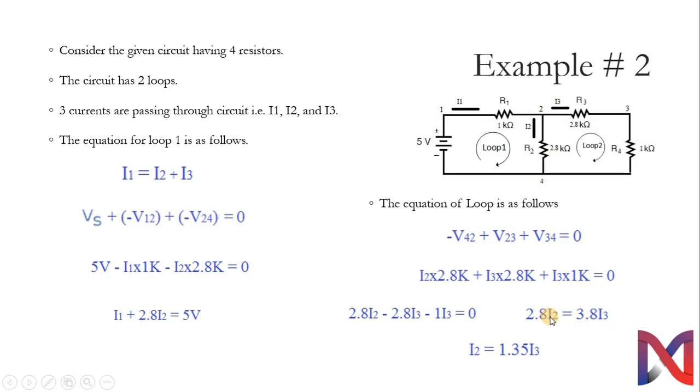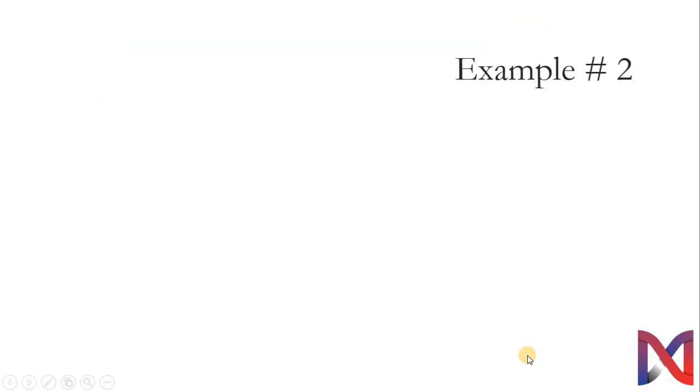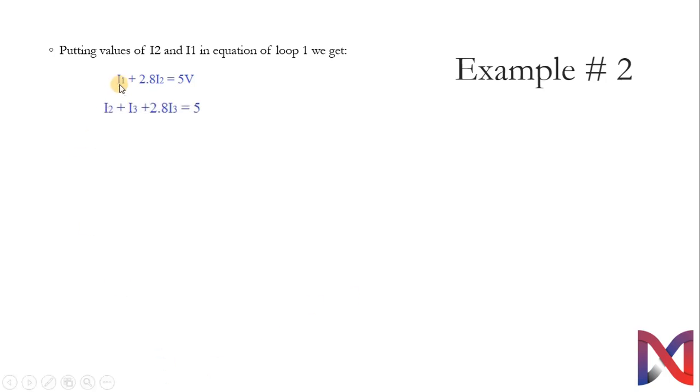Here we can find our I2 as I2 is equal to 3.8 divided by 2.8 I3. So it will be equal to 1.35 I3. Now we can put the value of I2 and I1 in the equation of loop 1. So we will get I1 plus 2.8 I2 is equal to 5 volts. Here in place of I1 we place I2 plus I3 and 2.8 I3. So we will have I2 plus 3.8 I3 is equal to 5 volts.